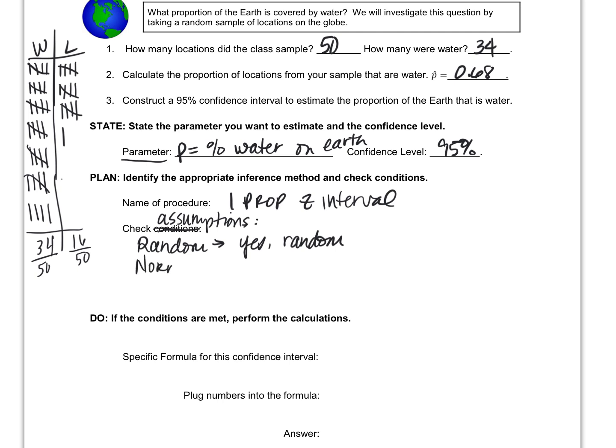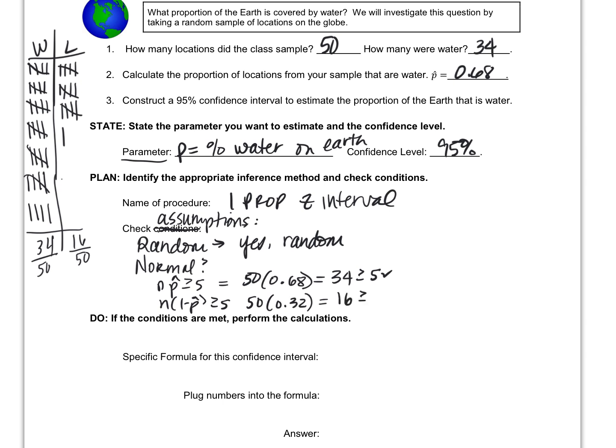Okay. Large counts, for the purpose of knowing if it's normal, right? Large counts because it's proportions. So it's n times p hat, because that's all we have, right? And n times 1 minus p hat, greater than or equal to 5. So let's see. Is 50 times, what was our p hat? 0.68? Okay, well, we know that that's 34. That's definitely greater than 5. And 50 times 0.32 is 16.